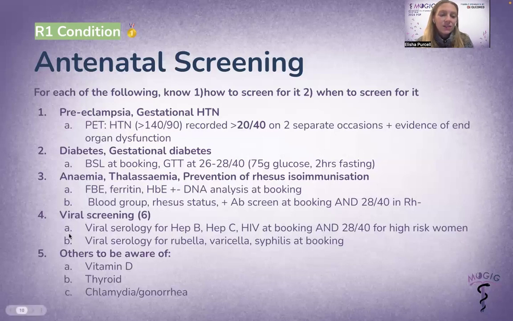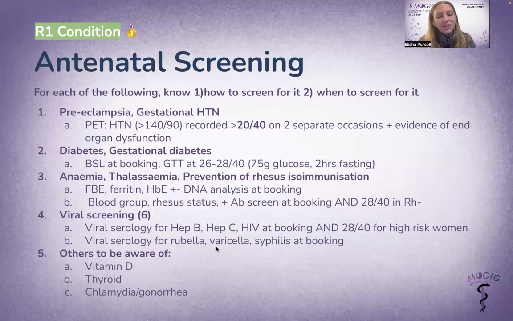Your next set is your viral screening. Six things, like I said before, to think about with viruses. Hep B, Hep C, HIV are the first three. Those three you get screened at your booking, as well as at 28 weeks for high risk women, such as with a history of IV drug use. And then four, five, six are rubella, varicella, and syphilis. Only do those at your booking visit.